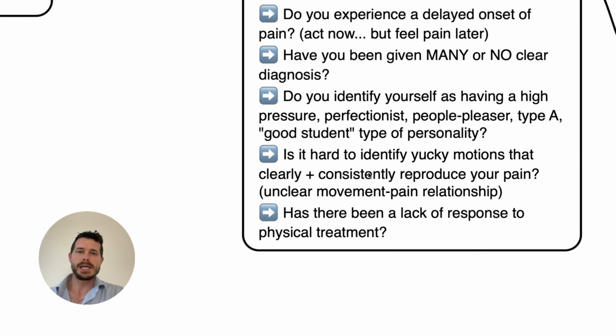You would put yes. Is it hard to identify yucky emotions that clearly and consistently reproduce your pain? Meaning sometimes you do emotion, it hurts, other times you do emotion, it doesn't hurt, and everybody seems confused. That's not confusing. They just don't know what's going on. Could be brain. You'd say yes. Has there been a lack of response to physical treatment? If you're doing lots of things aimed at fixing the physical body and it's not working, then it's possible it's not the physical body.